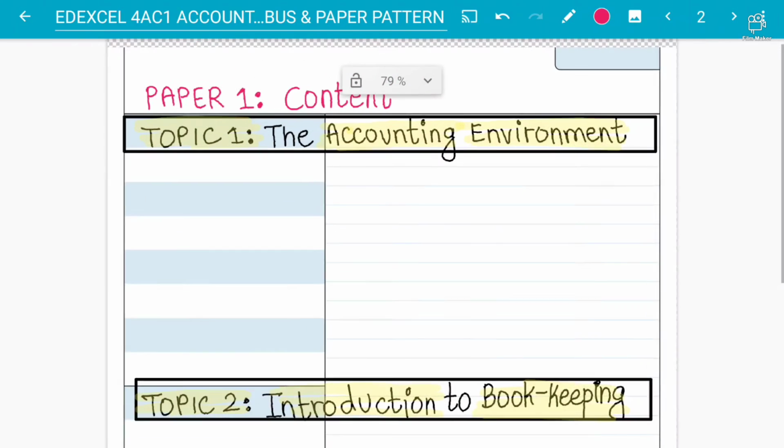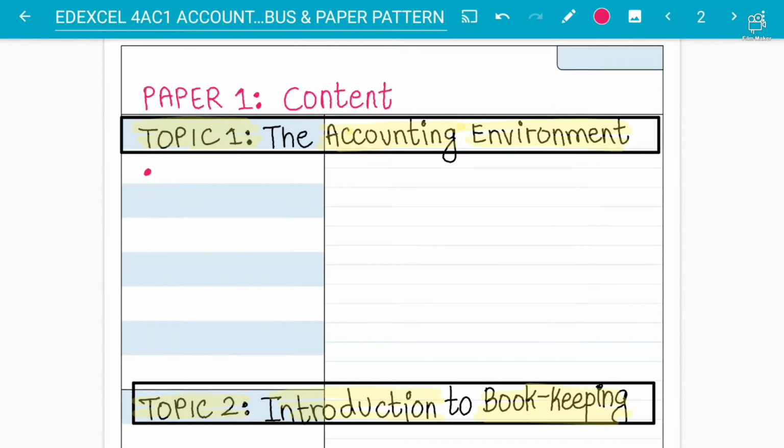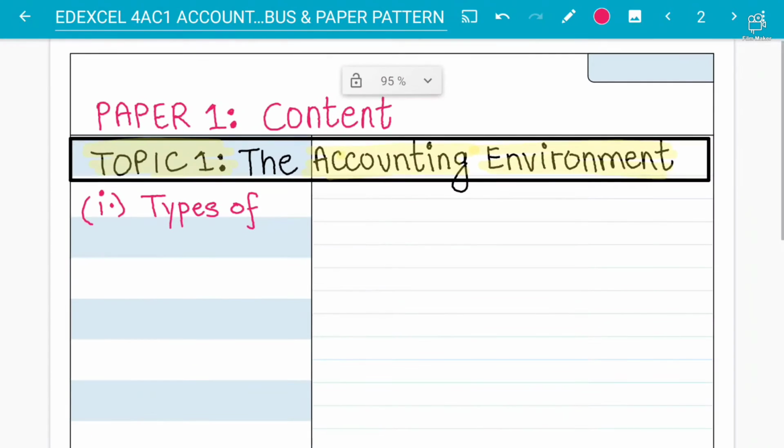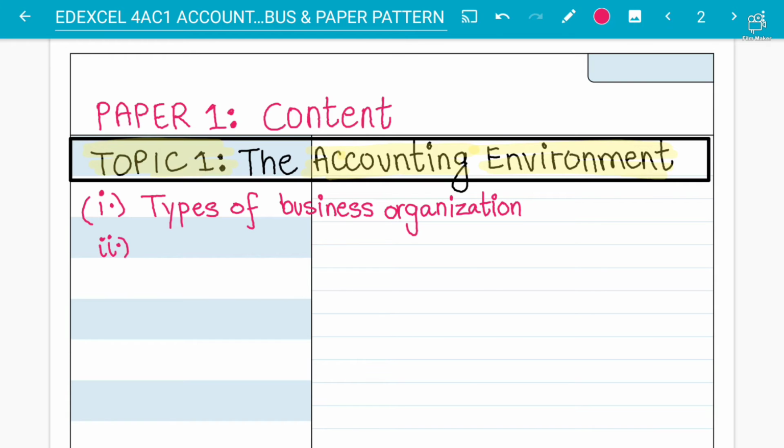But just to give an idea, because it's an overview lecture, here is what you should know in topic number 1, accounting environment, students. Overall, you need to know the types of business organizations, like public limited companies, partnerships, sole traders, private sector, public listed companies and private companies. So types of business organization is important for topic number 1, the accounting environment, as well as some theory. You must know about the accounting concepts as well.